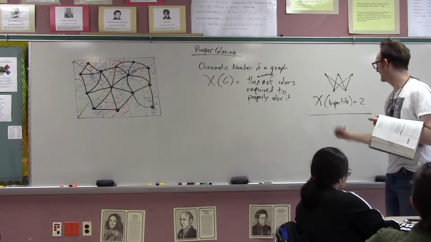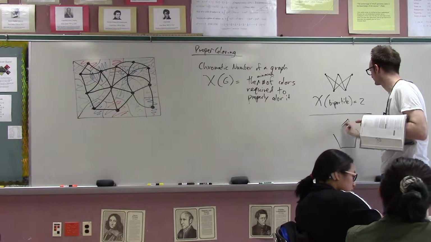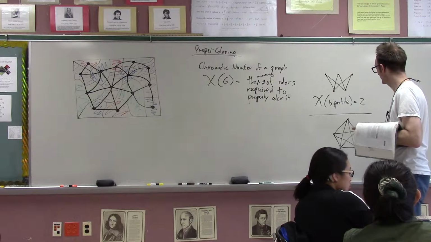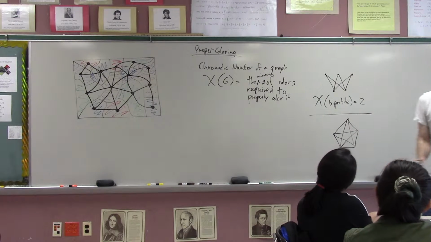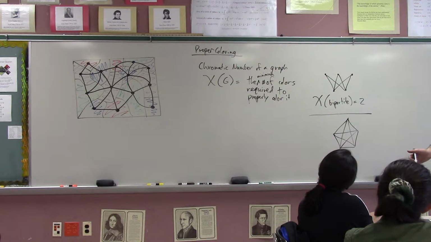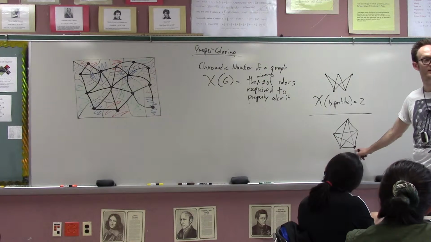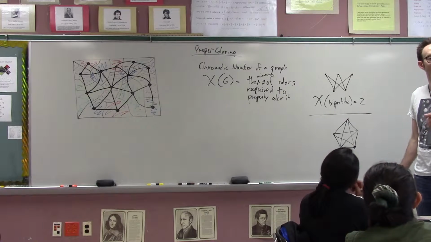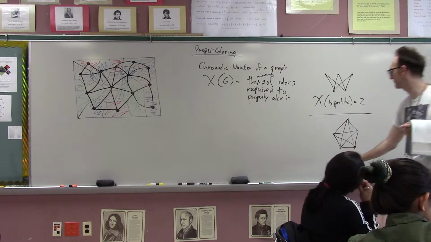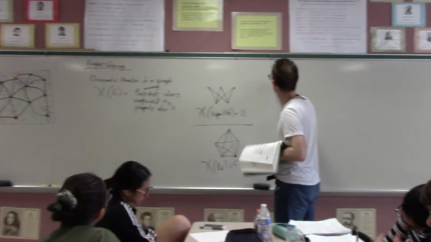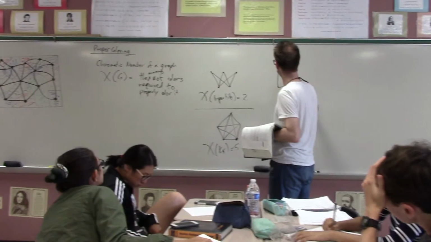How about something like K5? How many colors are required now? I think 5 are required, right? Because taking any vertex, if it's one color, the 4 other vertices all have to be different colors. So the chromatic number of K5 is going to be 5.